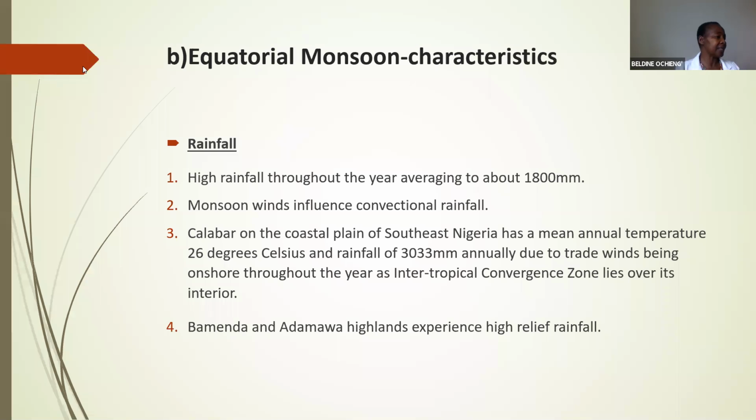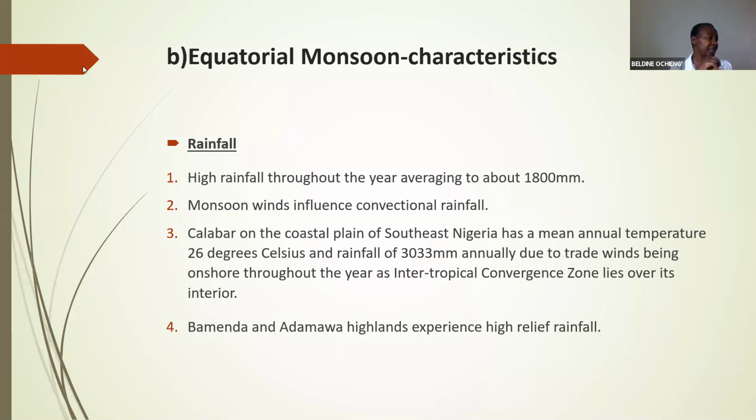Calabar is a place on the coastal plains of southeast Nigeria, has a mean annual temperature of 26 degrees Celsius and rainfall of 3,033 millimeters annually due to trade winds being onshore throughout the year, as the intertropical convergence zone lies over its interior.